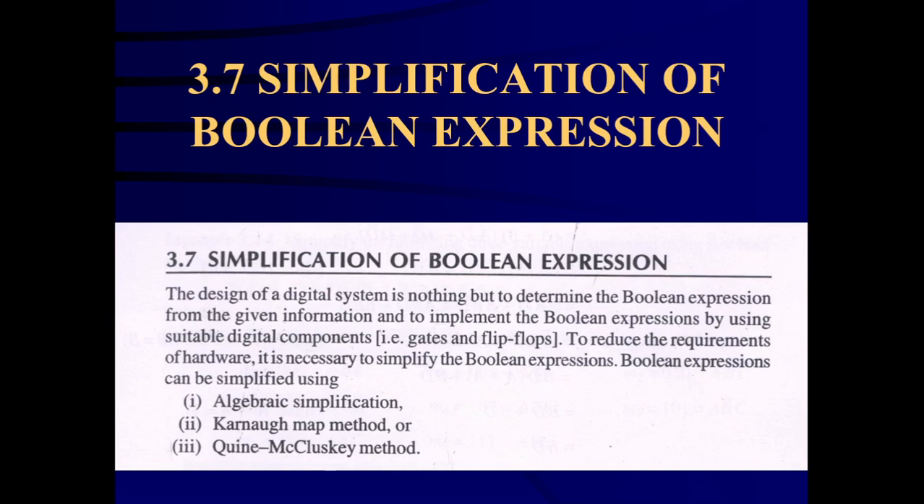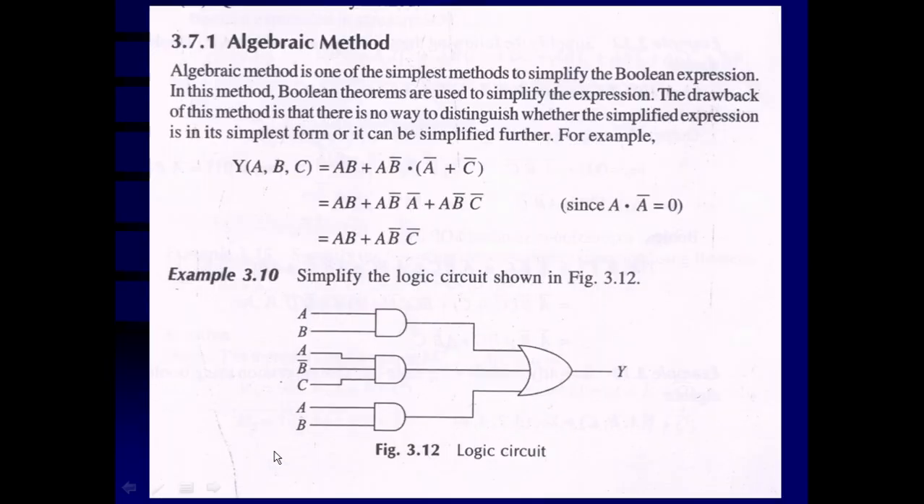To reduce the hardware requirements, it is necessary to simplify the Boolean expression. A Boolean expression can be simplified in any of these three ways: the first is algebraic simplification, the second is the Karnaugh map method, and the third is the Quine-McCluskey method. So here in 3.7.1 we are going to study the algebraic method to simplify a Boolean expression.